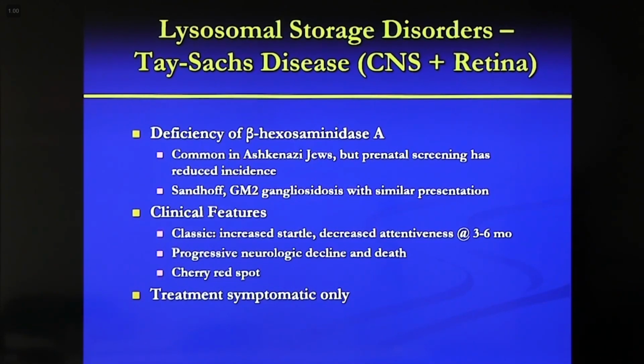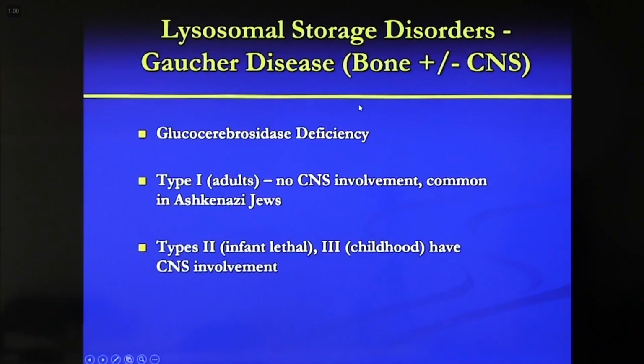So the classic form is increased startle, decreased attentiveness, neurologic decline, death, and cherry red spot. And still, to this day, there's no treatment. So this is glucocerebrosidase deficiency, Gaucher disease. Now, the most common form is type 1, and it's common in the Ashkenazi Jewish population as well. Types 2 and 3 have major central nervous system involvement.